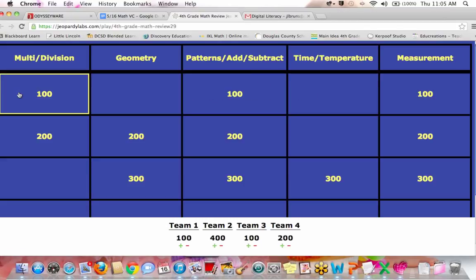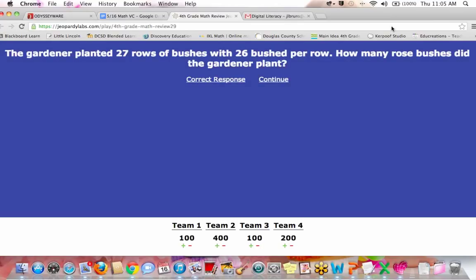All right, let's do just a simple multiplication and division. The gardener planted 27 rows of bushes with 26 bushes per row. How many bushes did the gardener plant? So it's 27 times 26. Should take you just a minute to work it out because it is a multi-step multiplication problem.